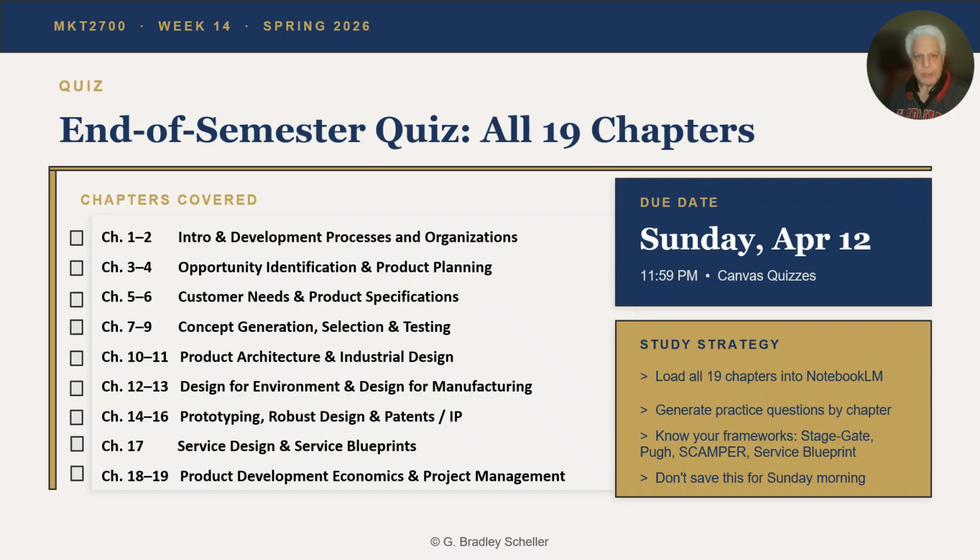So your third task this week is the end of semester quiz. It's a comprehensive assessment of the course, and it covers all 19 chapters of the textbook. That's the full arc from stage gate and product planning in the early chapters through customer needs, concept generation and selection, product architecture, industrial design, design for manufacturing, prototyping, robust design, patents, economics, project management, whatever.